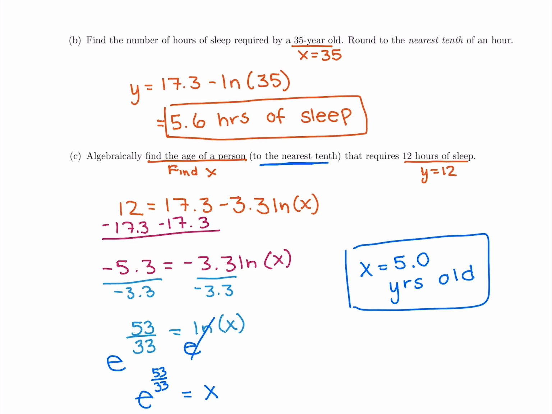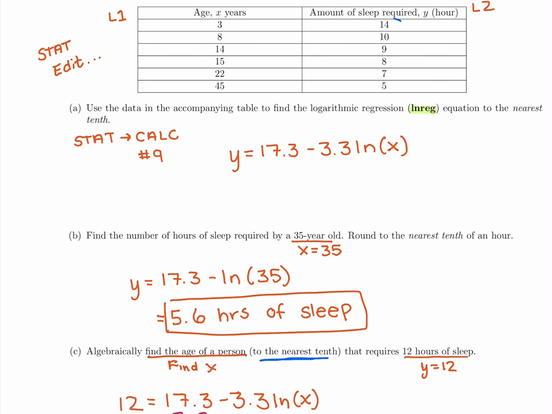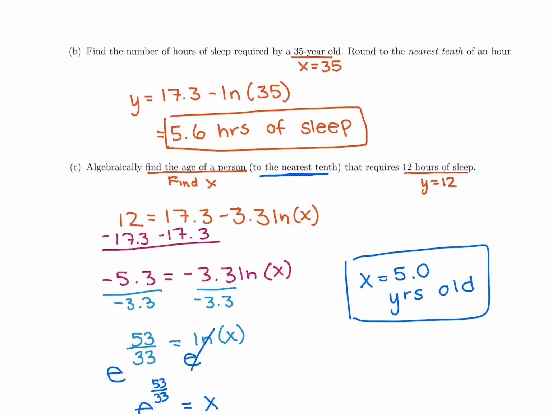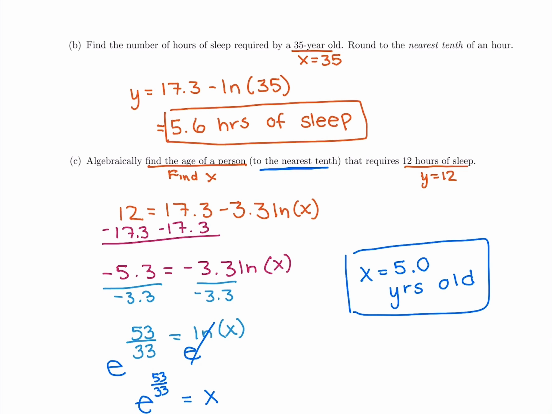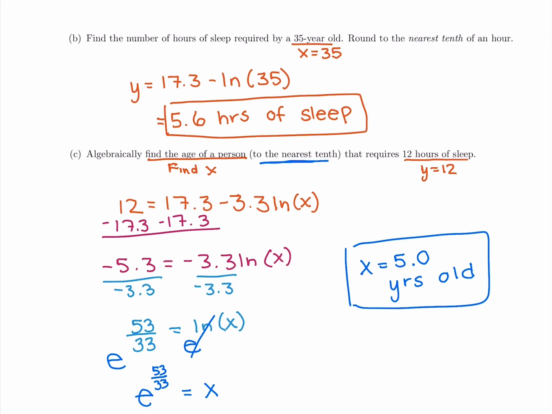So a 5-year-old requires 12 hours of sleep, which, hey, if we check it compared to the chart, 5 years old is between this 3 and 8-year-olds, which got between 14 and 10 hours. So a 5-year-old, that seems reasonable. Of course, we wouldn't want to get out 35-year-olds because we already said 35-year-olds only require 5.6 hours of sleep. So 5-year-olds seem reasonable. So again, solving for that ln, you isolate it. You want to get the ln on one side by itself. And once you do, you raise it from a base e because e and ln cancel since ln is really log base e.